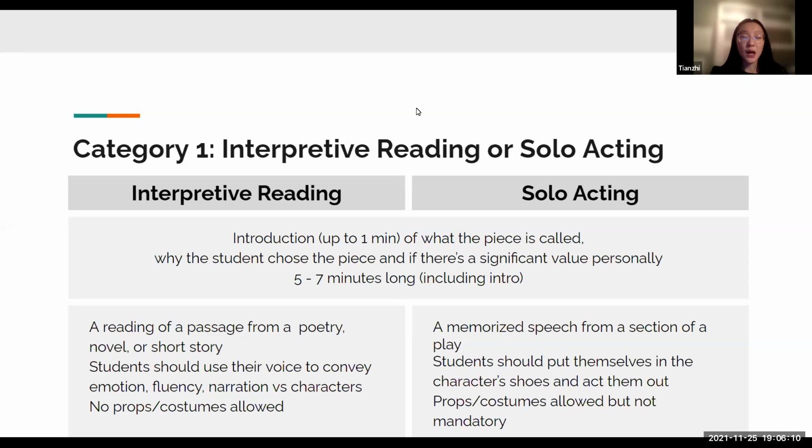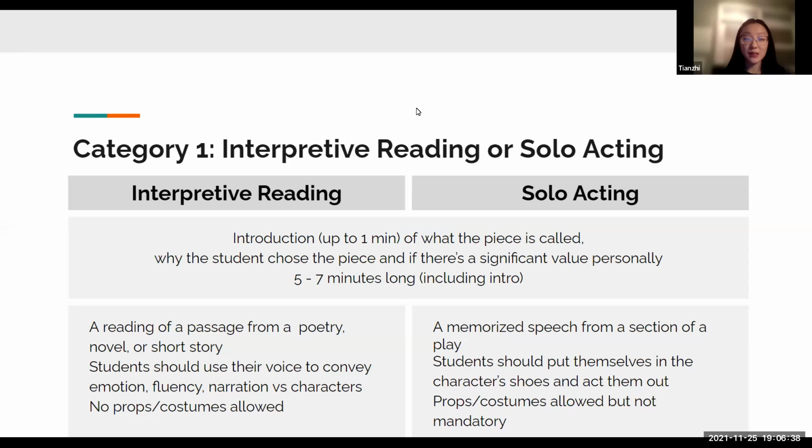It could be because there is some kind of a value to you personally, maybe because in your life you really related to the main character in the story. It could be that it really relates to a problem that you're really passionate about. But there has to be some kind of personal significant value of why you chose your piece. So you can't just choose something random, like you randomly go into a library and pick a book off the shelf.